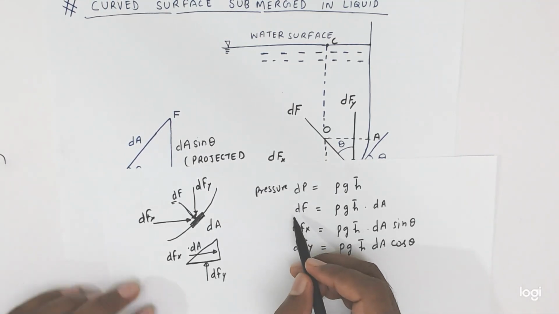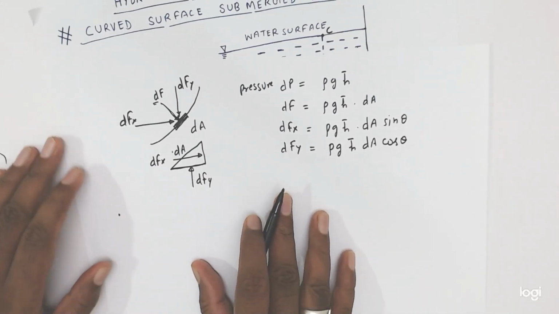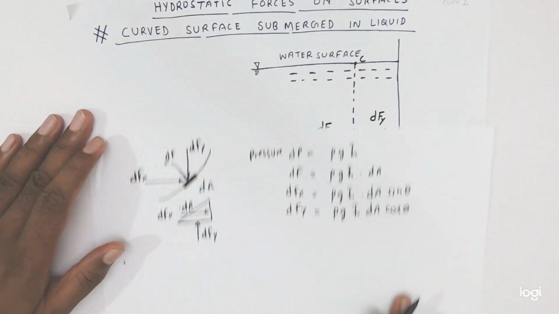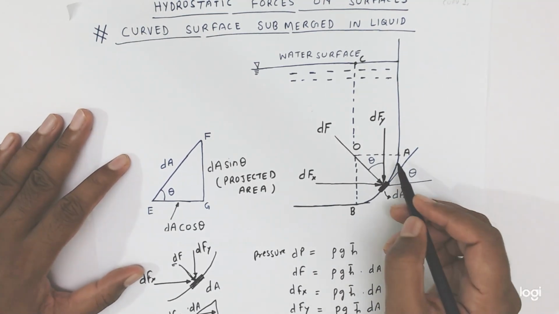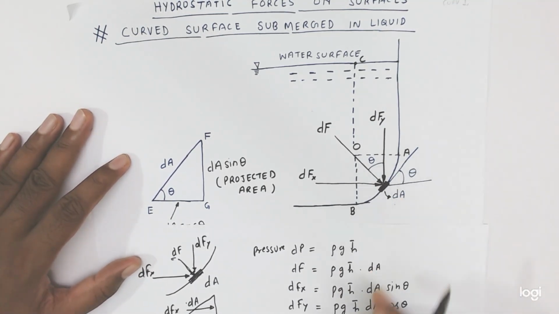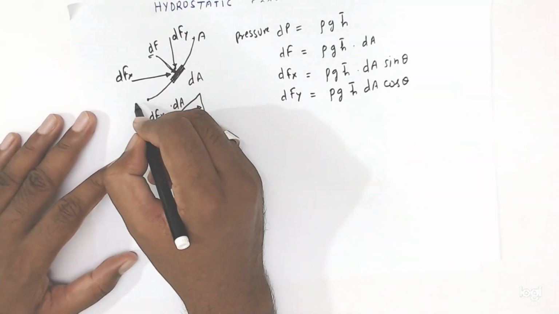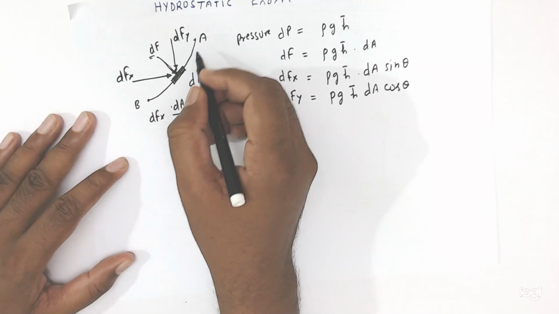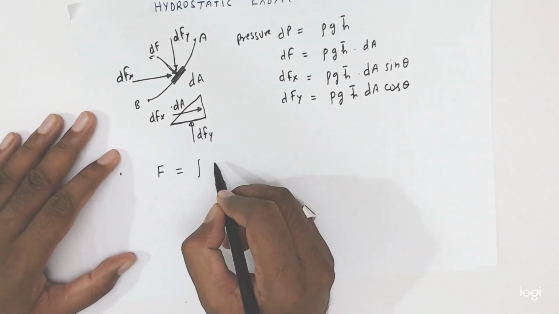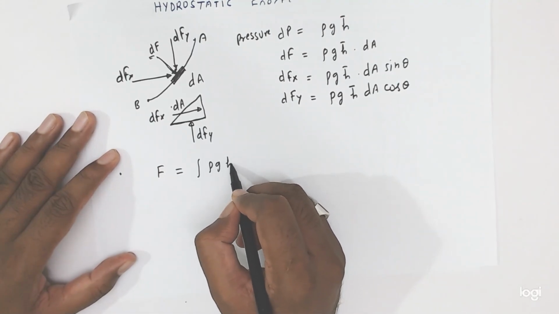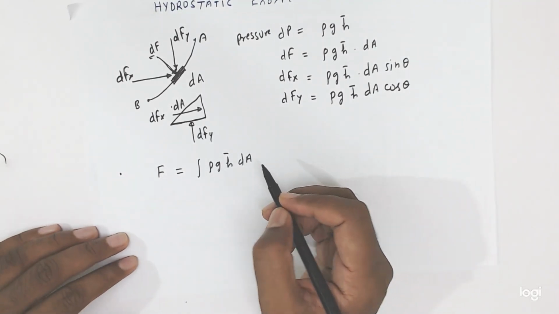Now friends, see here. What is the total force working on the curved surface AB? This is the point A and this is the point B. So the total force F is equal to the integration of rho g h bar dA. Okay, friends.